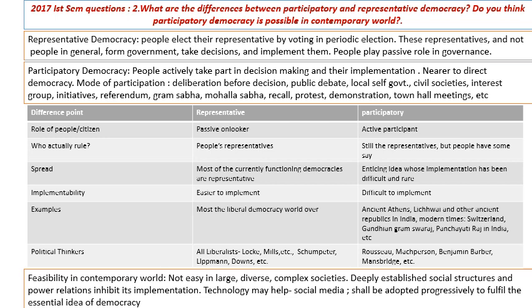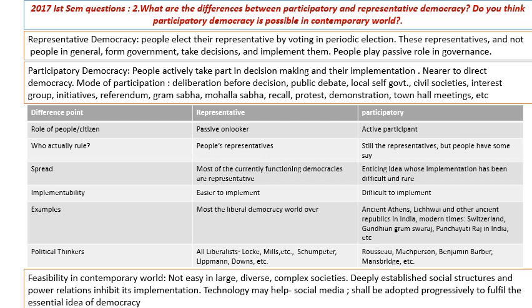under different points like the role of the people. Of course, in representative democracy it is a passive onlooker. Here, the people are active participants in participatory democracy. Who actually rules? People's representatives, of course, not the people generally. And participatory is still representative, but people have some say, of course.